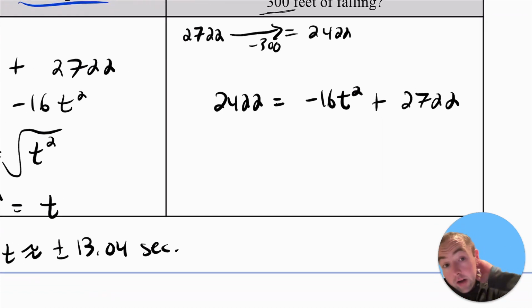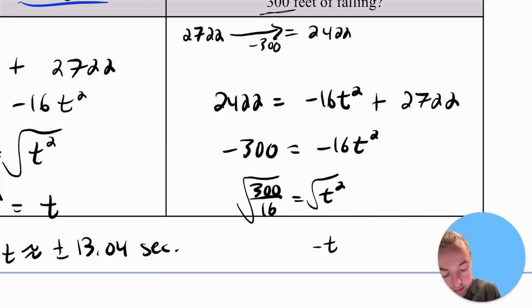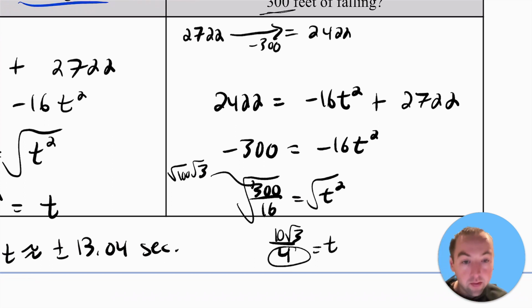So now if I subtract 2722 from both sides, we get a negative 300 on that side. And then if you divide by negative 16, you get 300 sixteenths is equal to t squared. And then you can square root both sides of that. So t is going to be equal to the square root of 300, but actually, if you know the square root of 300 is square root of 100 times square root of 3, and since the square root of 100 is 10, you could write that as 10 root 3, and you'll notice that we have the 4 there on the bottom, because we know the square root of 16 is 4.